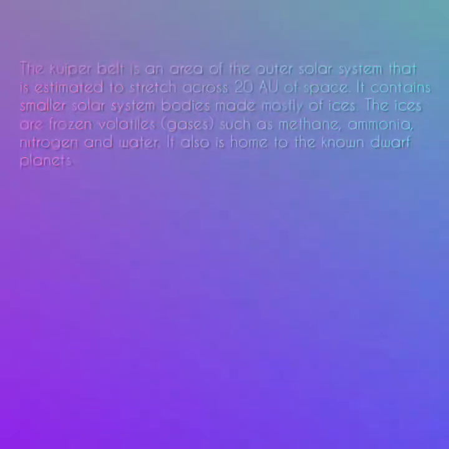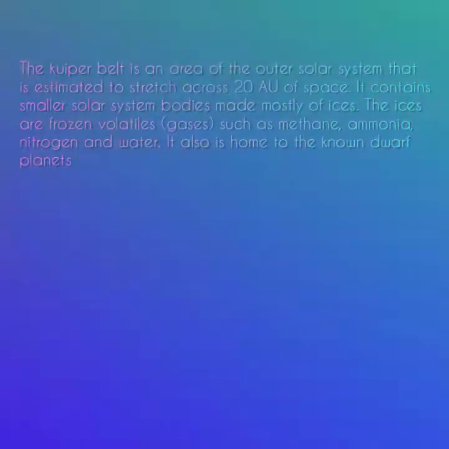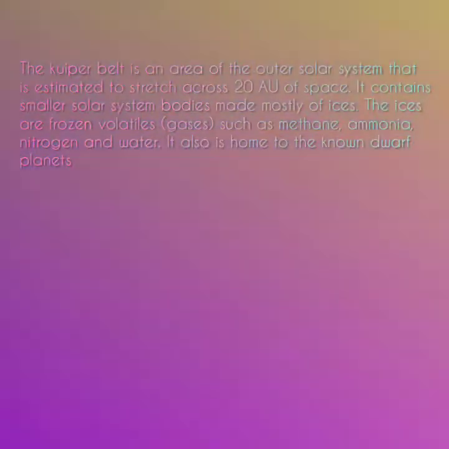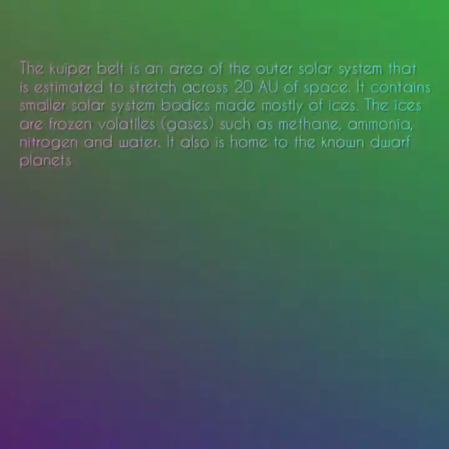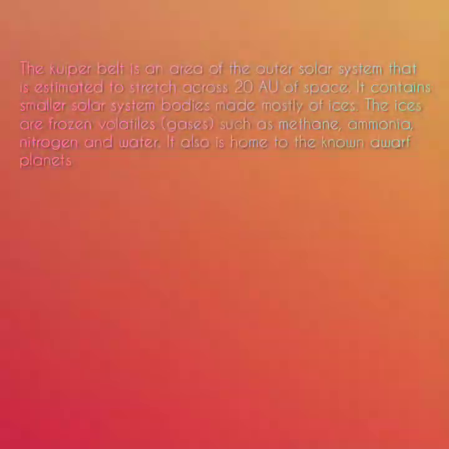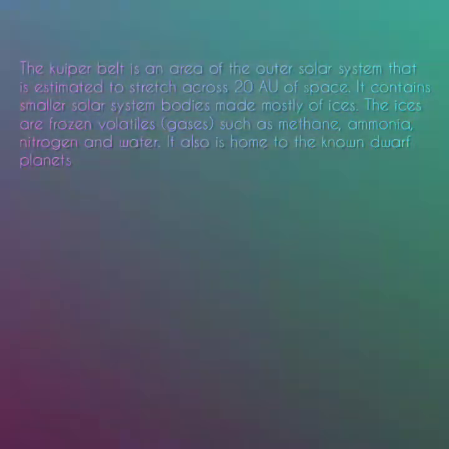The Kuiper belt is an area of the outer solar system that is estimated to stretch across 20 astronomical units, or 20 AU, of space. It contains smaller solar system bodies made mostly of ices. The ices are frozen volatiles, gases such as methane, ammonia, nitrogen, and water. It also is home to the known dwarf planets.